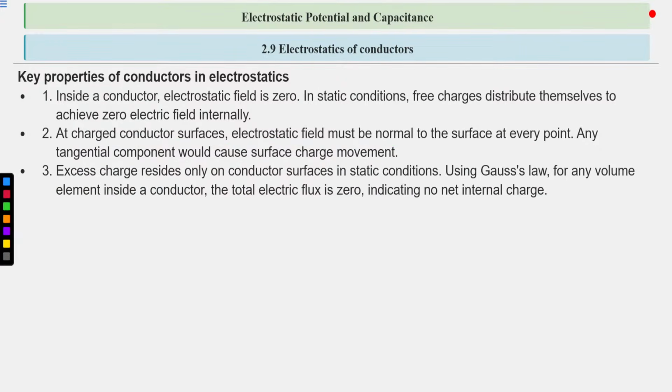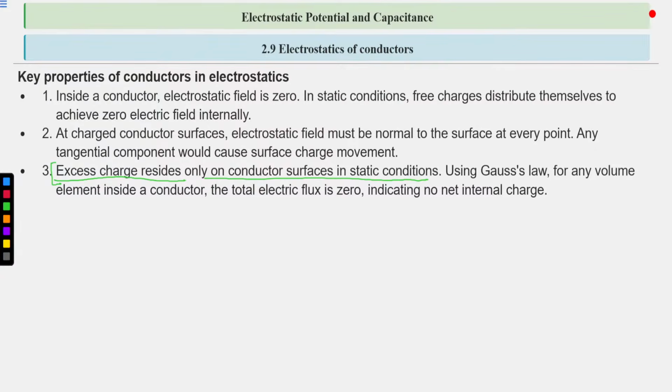Excess charges reside only on conductor surfaces in static conditions, using Gauss law. Okay, if we give any excess charge to any conductor, it will reside only on the surface of the conductor. Why? We will also see the reason. But first, excess charge resides only on the conductor surfaces in static conditions. Static condition you should also mention. So why does charge only reside on the surface of the conductor?